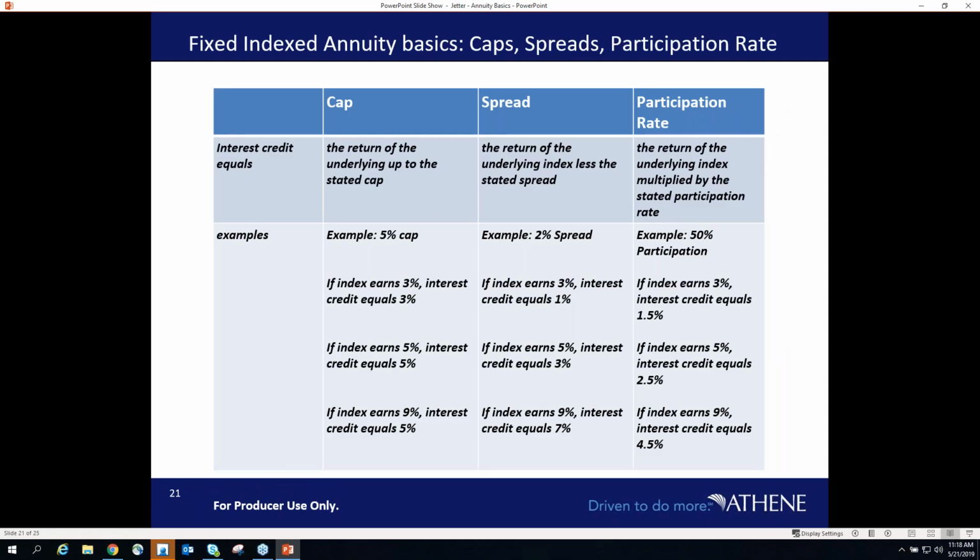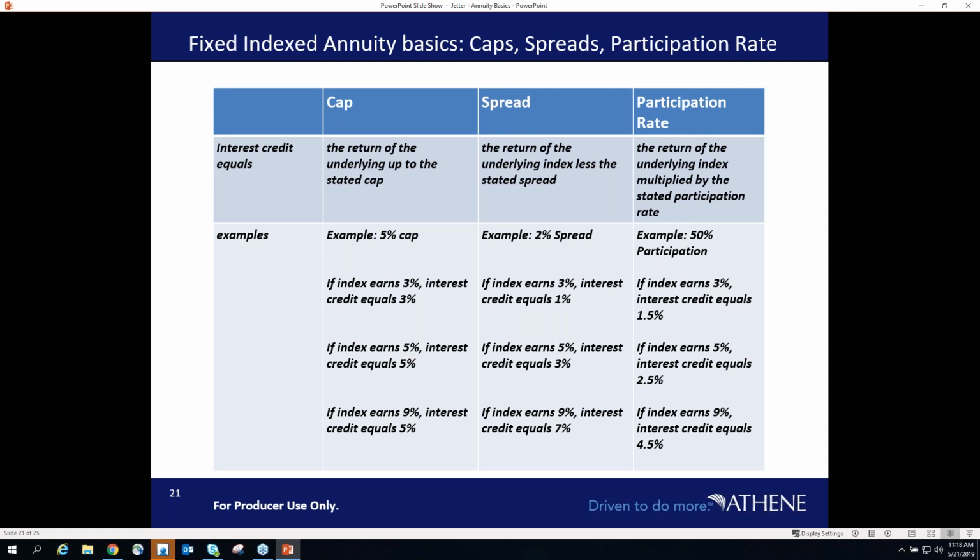Fixed indexed annuity basics. Let's talk a little bit about how the interest is credited. We've got caps, spreads, and participation rates on fixed indexed annuities. On a cap, the interest credit equals the return of the underlying index up to the stated cap. For example, if the cap was a 5% cap and the index returns 3%, the client would get 3% interest. If the index earned 5%, the client would get 5% interest. If the index earned 9%, because we're at a 5% cap, the client would earn 5% interest because that interest is capped at 5%. That's how a cap works.